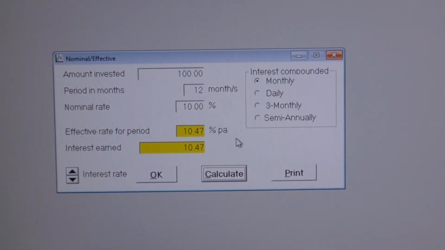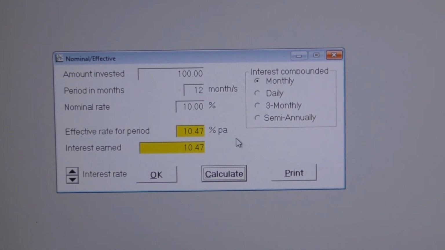The second calculator converts a nominal rate to an effective rate. The rate can be compounded over different periods. If we enter 100 Rand at 10% compounded monthly for 12 months, we can see the effective rate is 10.4%. This means that every month 1/12 of 10% or 0.83% is used as interest.